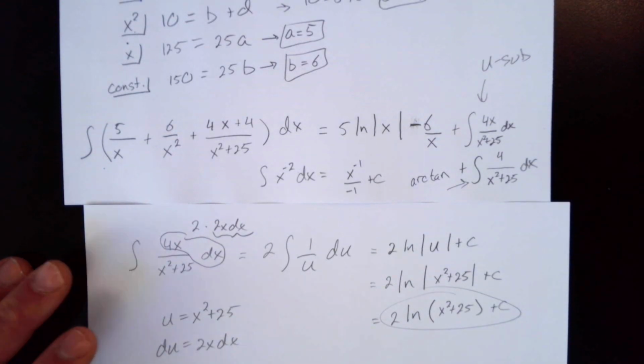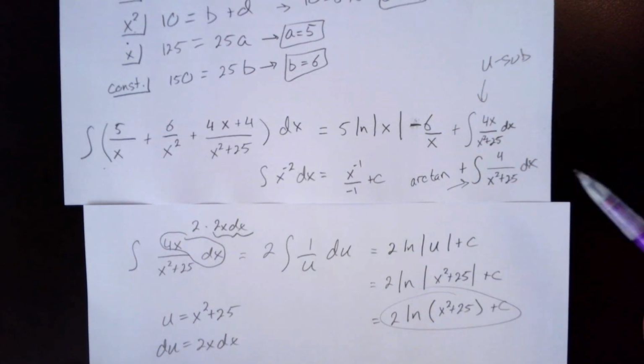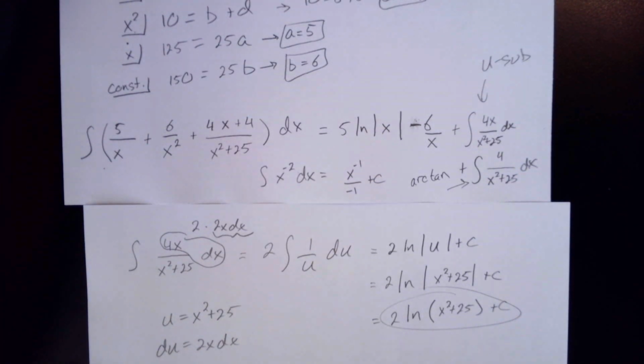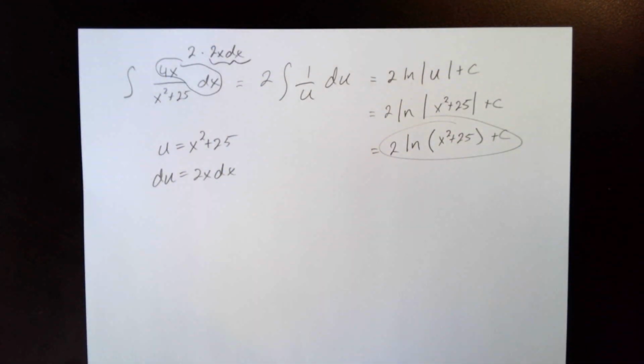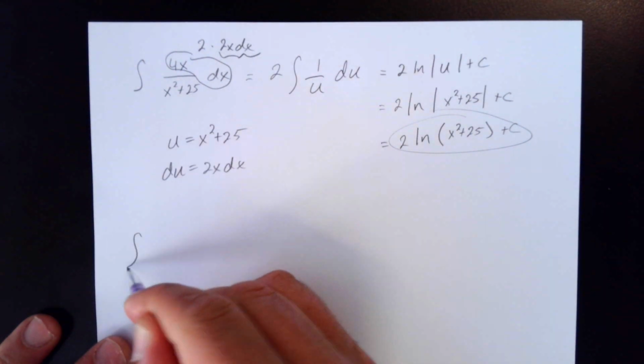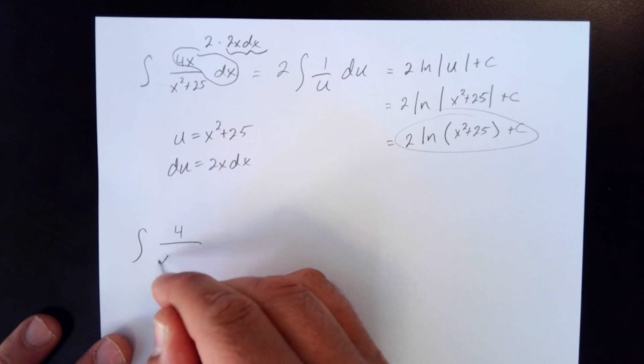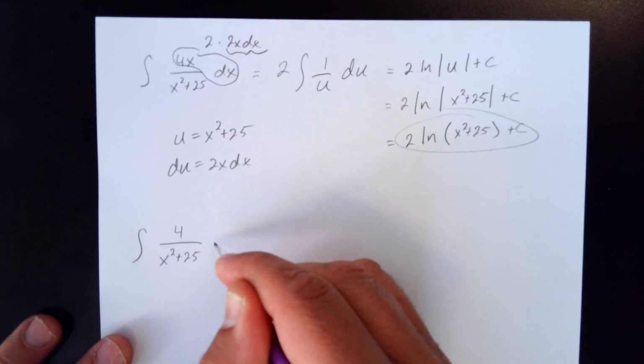Okay, so there's that integral. The last integral we need to figure out is this one right here. So let me write that integral again on this piece of paper. This is the integral of 4 over x squared plus 25 dx.